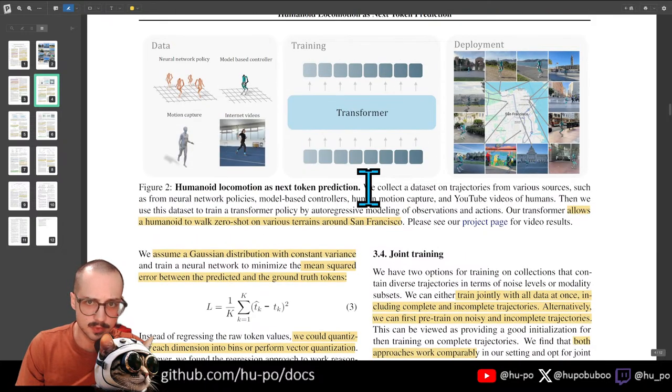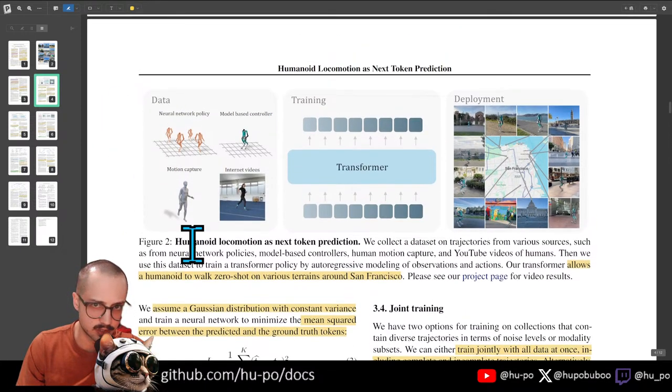Okay. So here in this figure, they're just showing you the data, the training, the deployment. So your data is going to, you're going to have some coming from a neural network. Actually, we're going to go into this data. I think that's the next thing they talk about. But the transformer here, right, you have a standard sequence-to-sequence model. So the transformer consumes a sequence of things and then outputs a sequence of things.